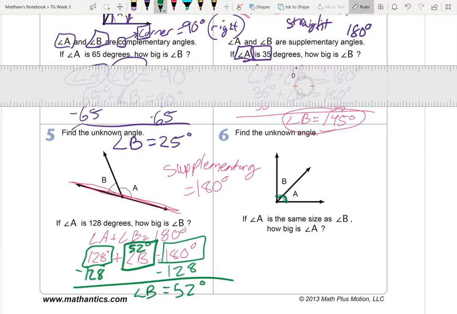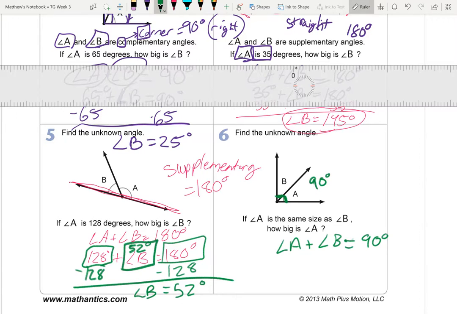Now here it makes a right angle, which is 90 degrees. And so here we have angle A plus angle B equals 90 degrees. And so I'm going to fill in. Ooh, this one's a little tough. It says angle A is the same size as angle B. How big is angle A?